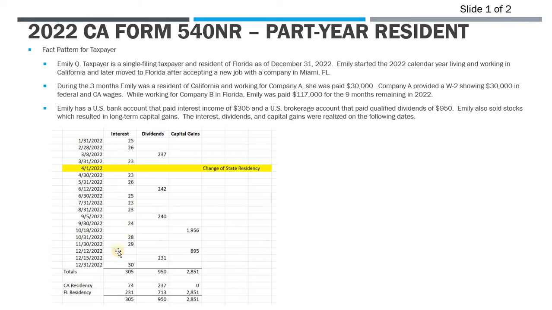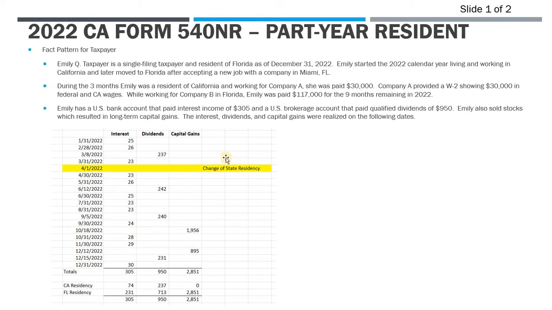If we look at the interest income column, for example, Emily pulls all of her monthly statements and records, okay, on this date I received this much interest, on this date I received that much interest, and so on and so forth. And she draws a line here to highlight when she changed residency from California to Florida, and that's how she separates out the income amount.